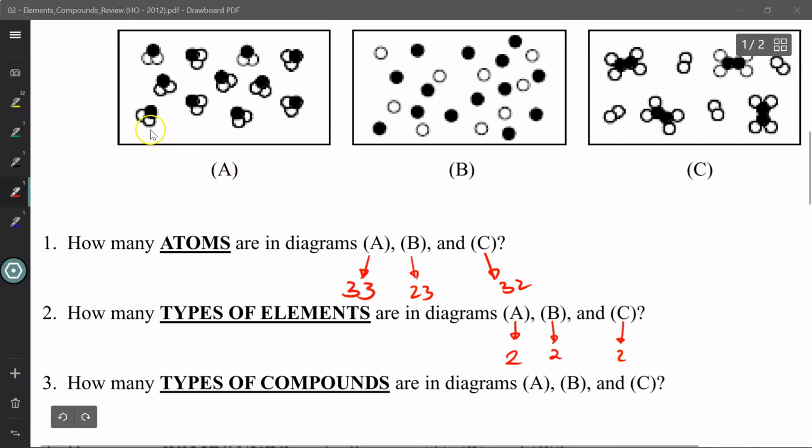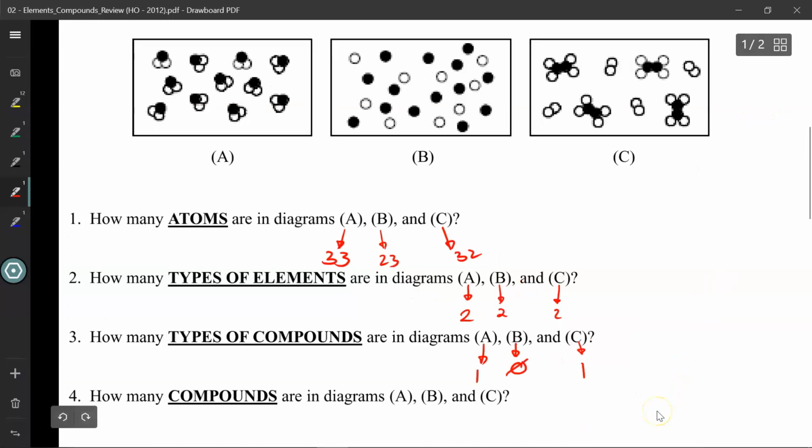Well, here there's only 1 type, 2 white, 1 black. While in B, there are no compounds, there are no groupings of atoms, it's just individual atoms together. So we would say 0. And then in C, there's only 1 type of compound. This is not considered to be a compound, it's considered to be a diatomic element. In order to be a compound, it must have 2 or more different elements chemically combined. This is just one same element chemically combined, so it's just an element. So there's only 1 compound, 2 black, 4 white. So just 1. Alright.